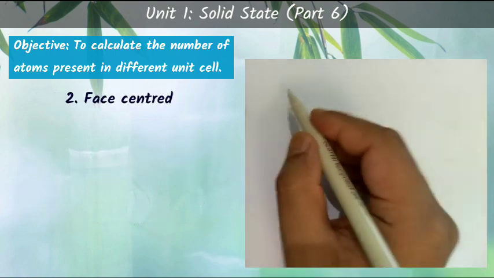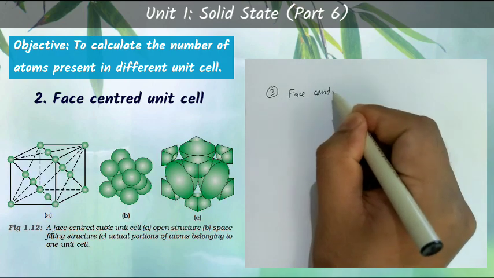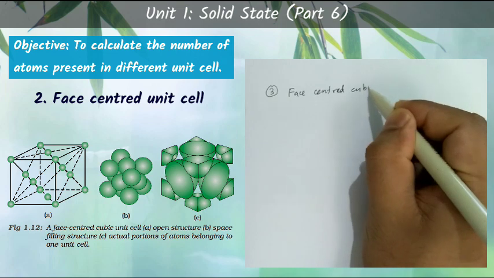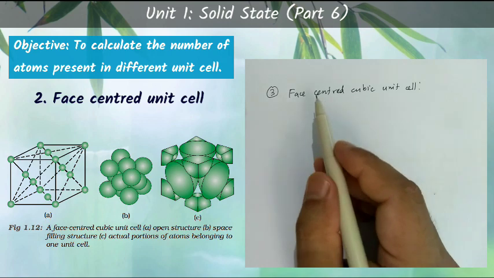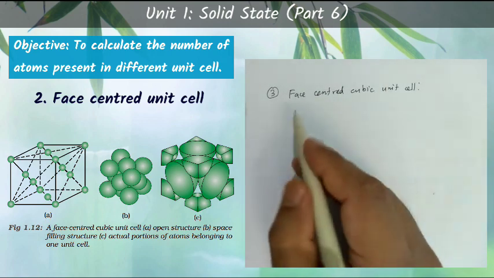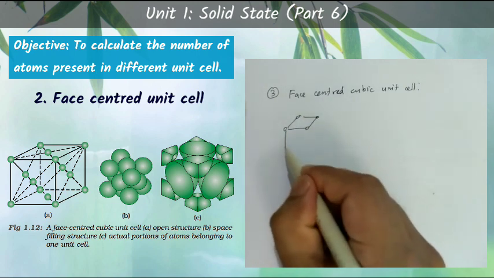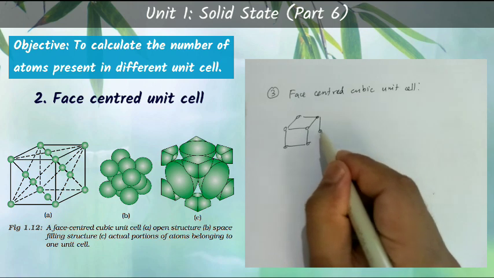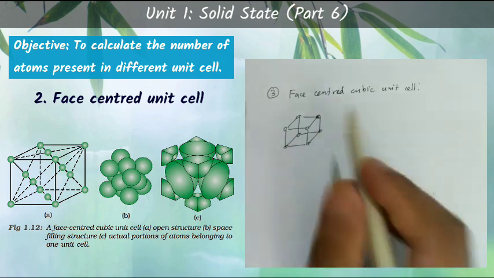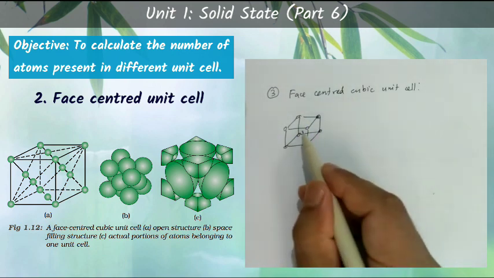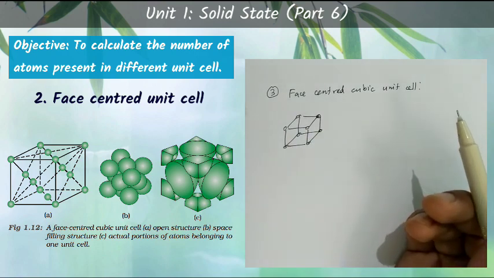Now coming to the next one, which is your face centered cubic unit cell. Okay, now the third one is your face centered cubic unit cell. Let's suppose this is your cubic unit cell, and for the simple one we know that the total 8 atoms will be present in the 8 corners. Okay, and for body centered, one additional atom will be present at the body center of that unit cell.